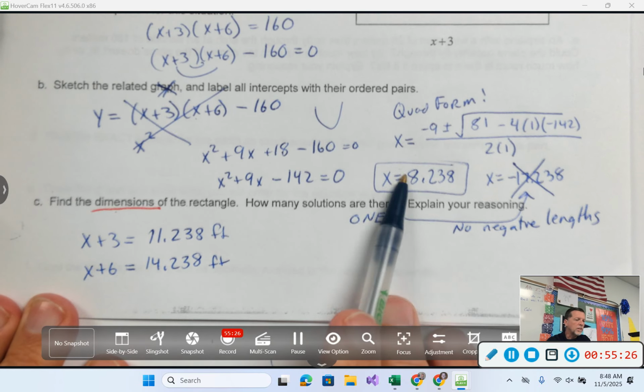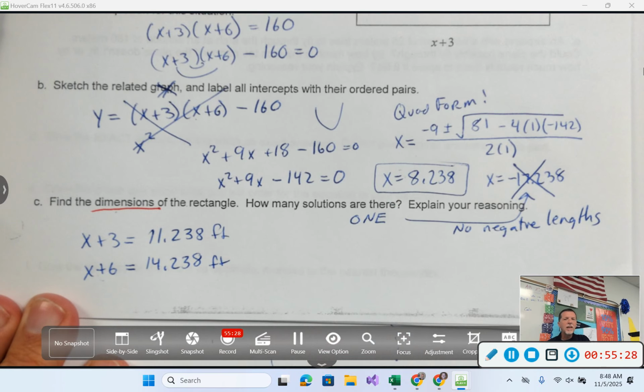I'm doing 3 plus x and 6 plus x, because it didn't ask me for x, it asked me for the dimensions of the rectangle. This is a big deal in calculus, and my kids are going to mess that up tomorrow. They do all this work, they find something, but then the question was, okay, yeah, x equals 12, but what was the height of the rectangle, or what is the area of the rectangle? So make sure you read the questions.